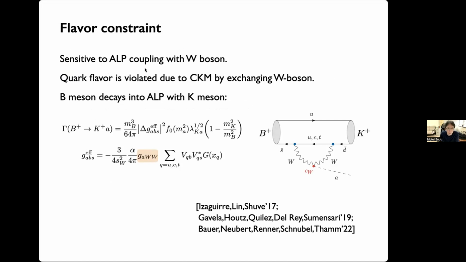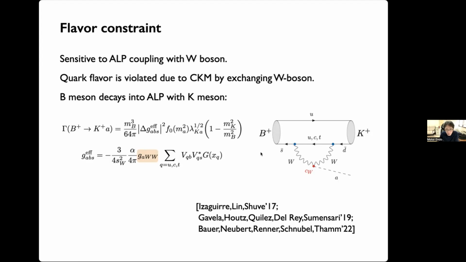Actually, if the ALP couples to the W boson, we can write down this kind of diagram. The ALP couples to the W boson and the W boson couples to the quark, then this interaction can violate the quark flavors, as usual in the standard model. So for the case of the B meson decay into the ALP and K meson, the decay rate is given as here. Actually, this effective coupling depends on the ALP coupling to the W boson and comes through the loop at the loop level.